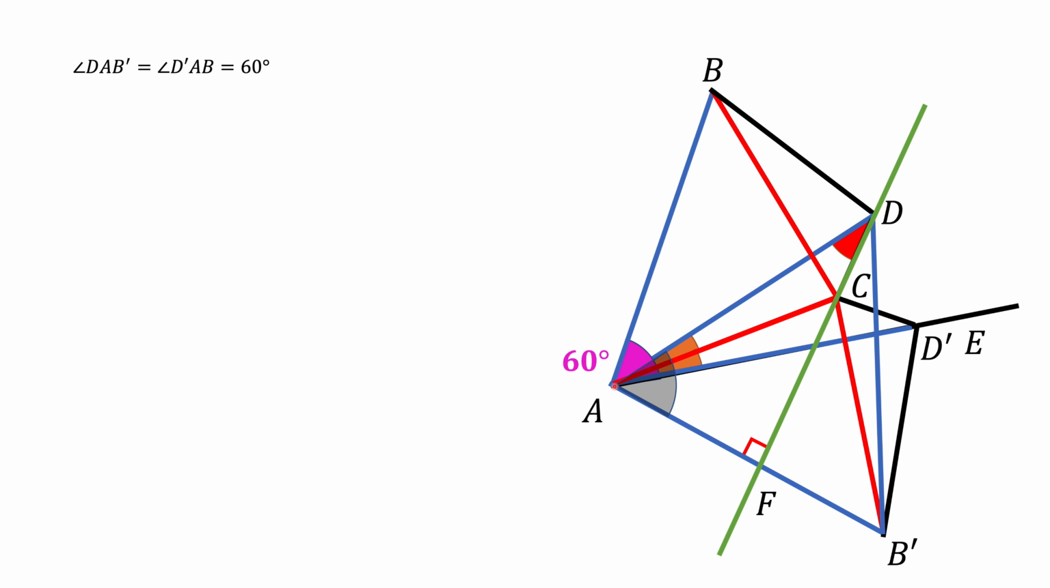And now we got ourselves triangle ADF, which is a right triangle. One angle here is 60 degrees, therefore the other angle has to be 30 degrees.